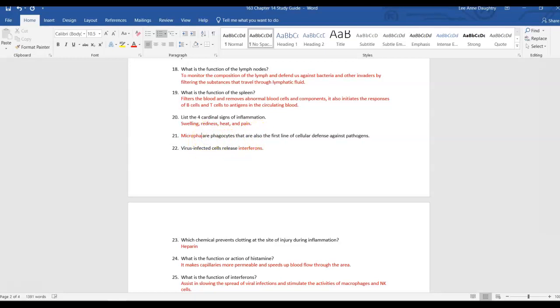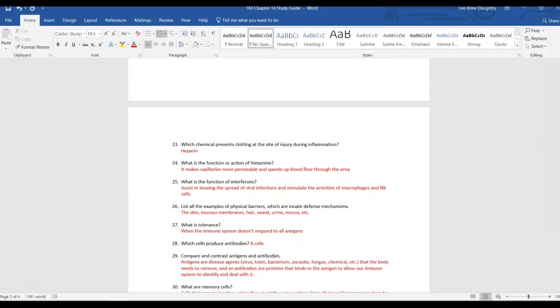No, 21 is neutrophils. Even though, okay, so there are two types of phagocytes. Macrophages are phagocytes, but they are not the first line of cellular defense. The neutrophils are phagocytes. They're smaller than the macrophages, and they are the first to arrive at a site of infection. 22 and 23 are correct.